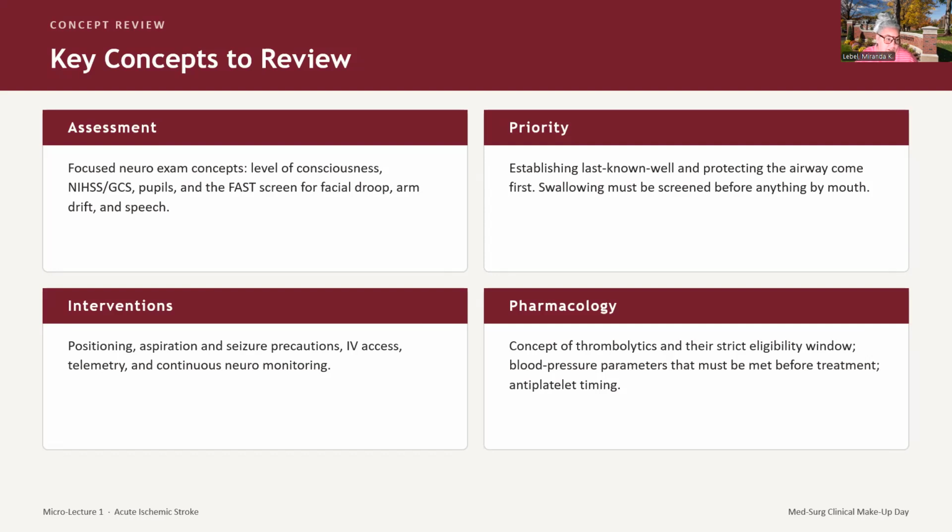And then our interventions are going to be positioning. We want to give these patients aspiration and seizure precautions. Aspiration, we just talked about because their swallowing may be off. And seizures: when you start to irritate parts of the brain, the patient can have seizures. So you want to make sure that the patient is nice and safe and secure. You want to make sure that you have IV access so that you can give them the medications if they can't take anything by mouth.